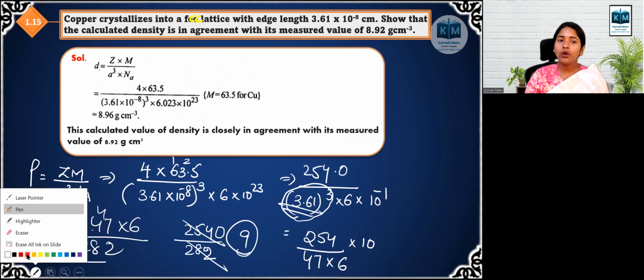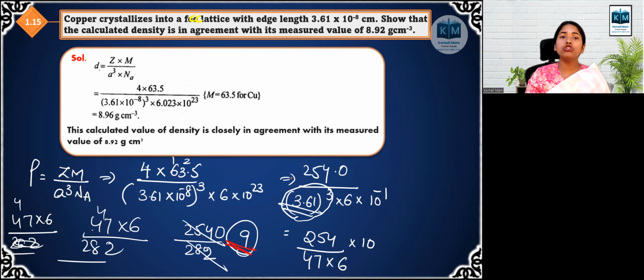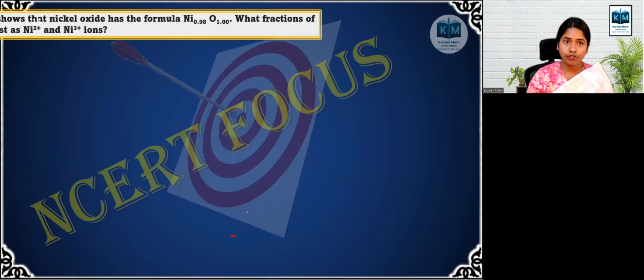So I want to tell you the calculated density is close to 9. The measured value is 8.92, so the calculated value is almost close to 9. So it is correct. In such a way we have to solve.